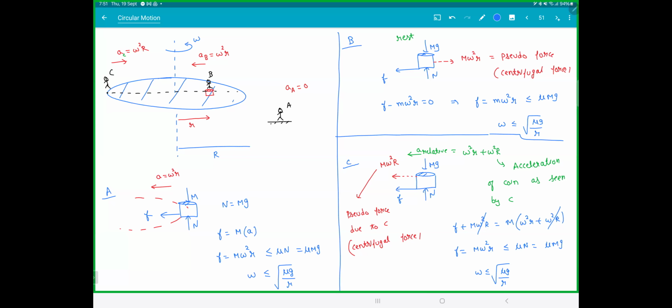So if someone asks you this question, what is the centrifugal force? It is m omega square r only if the person is standing on the coin. If the observer is standing somewhere else, your centrifugal force can change. Have a look at this. I'll show you one more example.